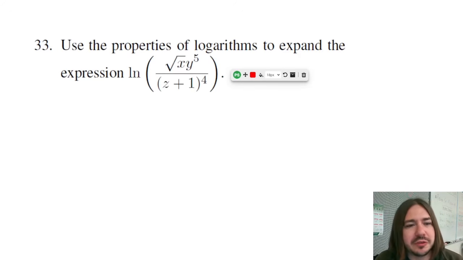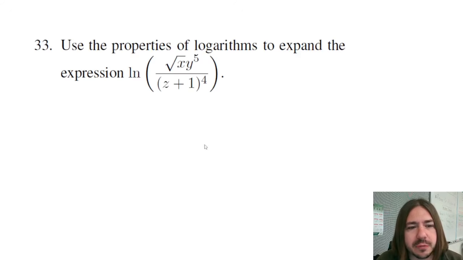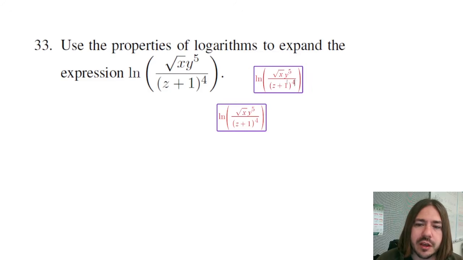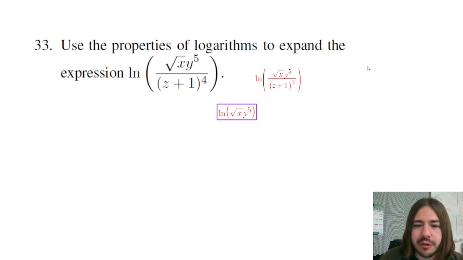Number 33 says use properties of logarithms to expand the expression, and then we have the natural logarithm of root x times y to the 5th over z plus 1 to the 4th. And so the first property we're going to use is the quotient property to split this up into 2 logarithms. Basically that says that if you've got a quotient inside of a logarithm, you can split that up as a difference of the logarithm of the numerator and the logarithm of the denominator.